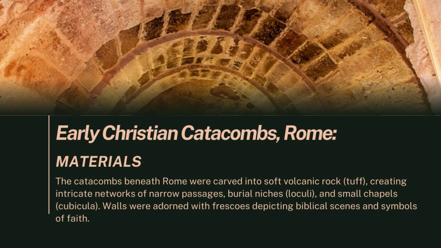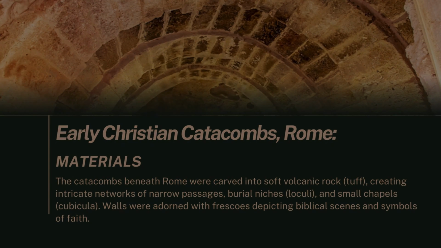The fifth one is the early Christian catacombs, Rome. The catacombs beneath Rome were carved into soft volcanic rock, tufa, creating intricate networks of narrow passages, burial niches, and small chapels. Walls were adorned with frescoes depicting biblical scenes and symbols of faith.